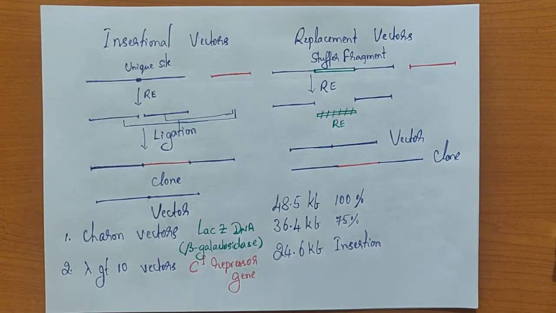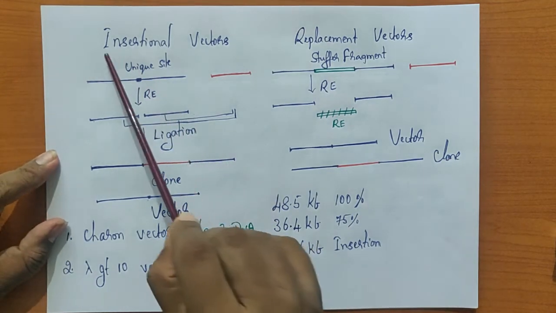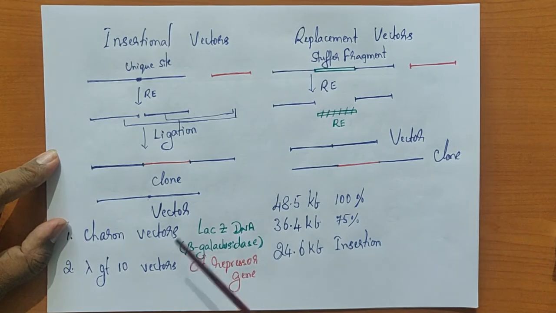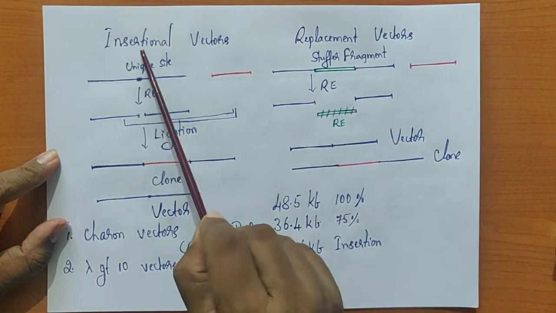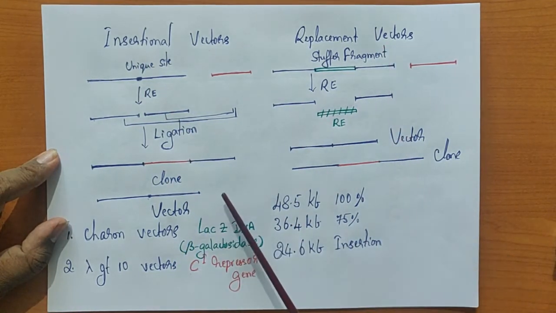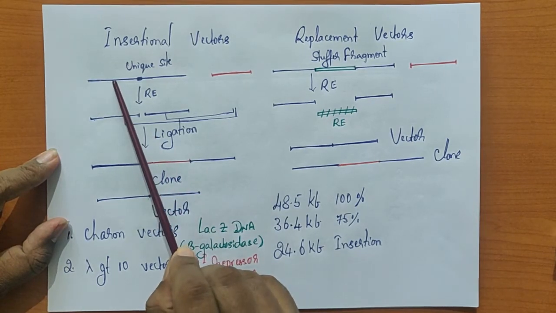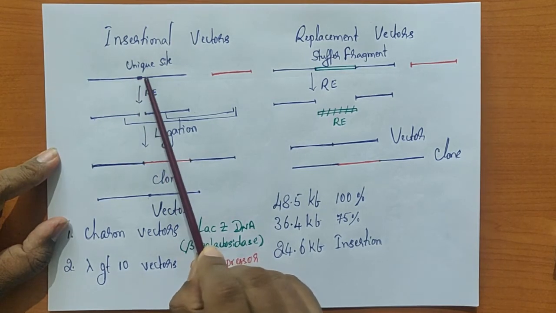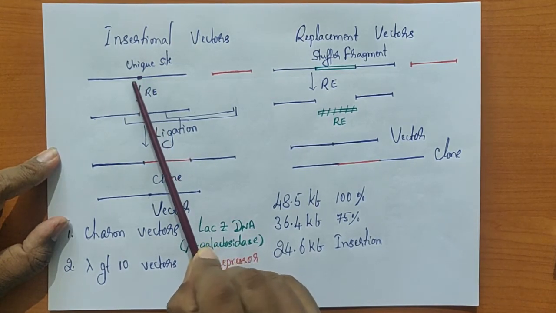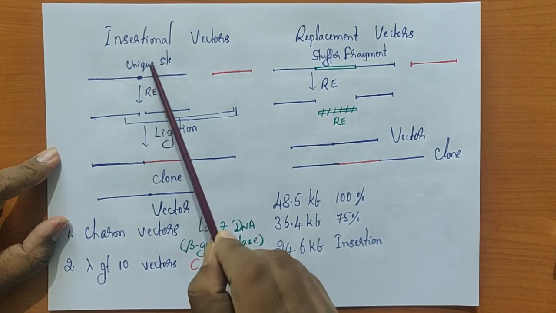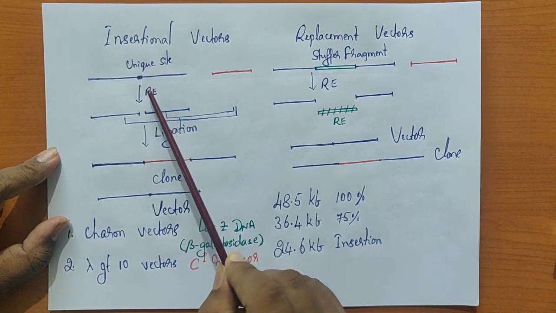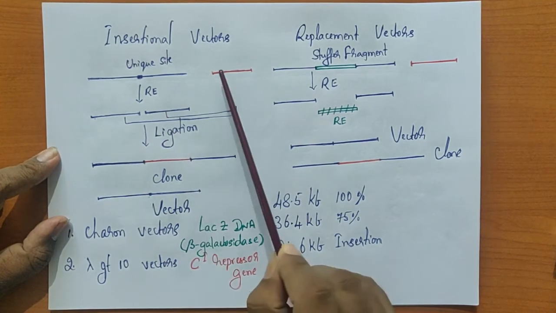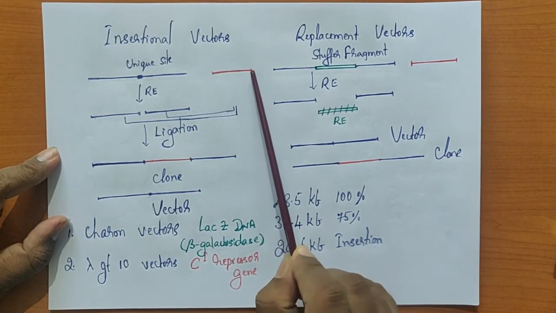With phage vectors, we have two kinds. One is insertional vectors, another is replacement vectors. The difference is that here we have a left arm and here we have the right arm. These two are linked with a unique restriction site. Now we are going to cleave using a restriction enzyme. We get a left arm, we get a right arm, then this is the DNA of our choice.